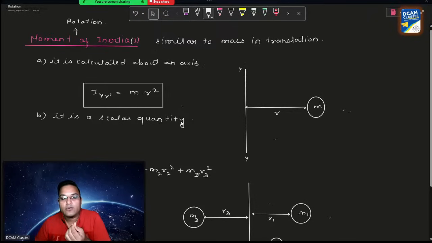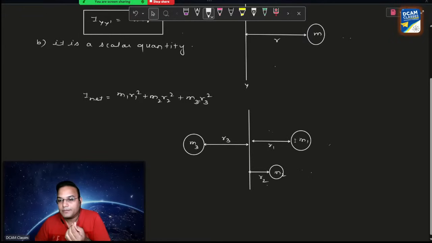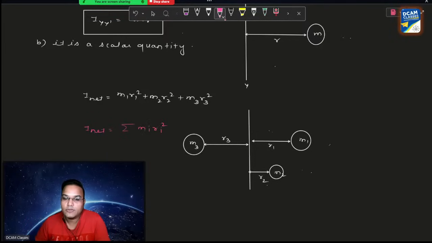Now since it is a scalar quantity, if you have more than one body like m1, m2 and m3 situated at a distance of r1, r2 and r3 from this axis, because they are scalar quantities, you can just add their moment of inertia. So in general, up till now I have taught this only. So in general, you can make a formula: I net, I is equal to sigma mi ri square, where i is equal to 1 to n.